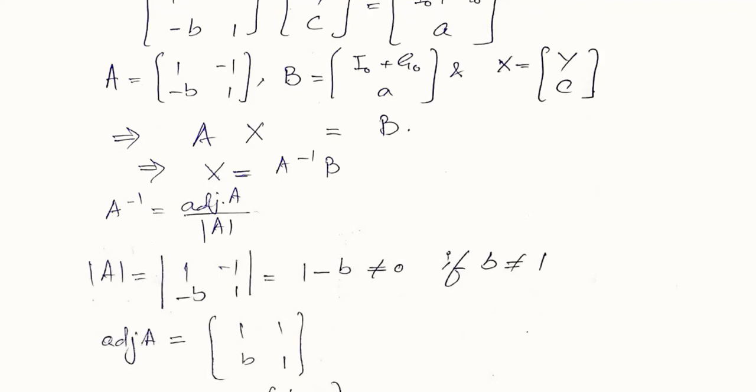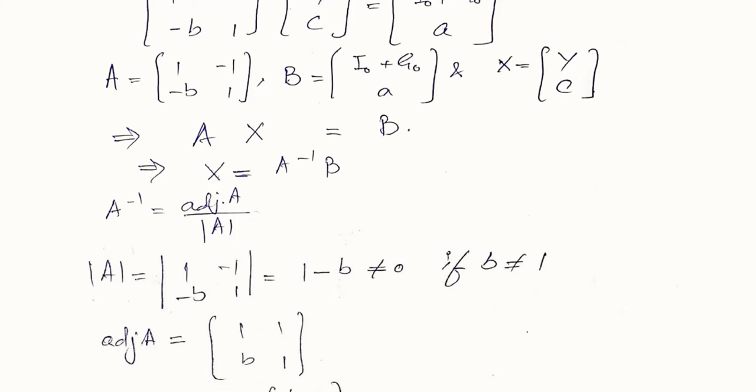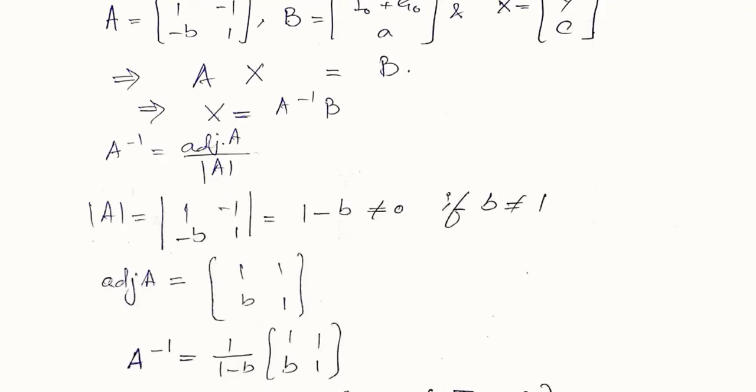Now we have A, and then we have B matrix, and this is X. We know that actually they are being multiplied, A and X, and their product is equal to B. So X will be equal to this, that is A inverse into B.